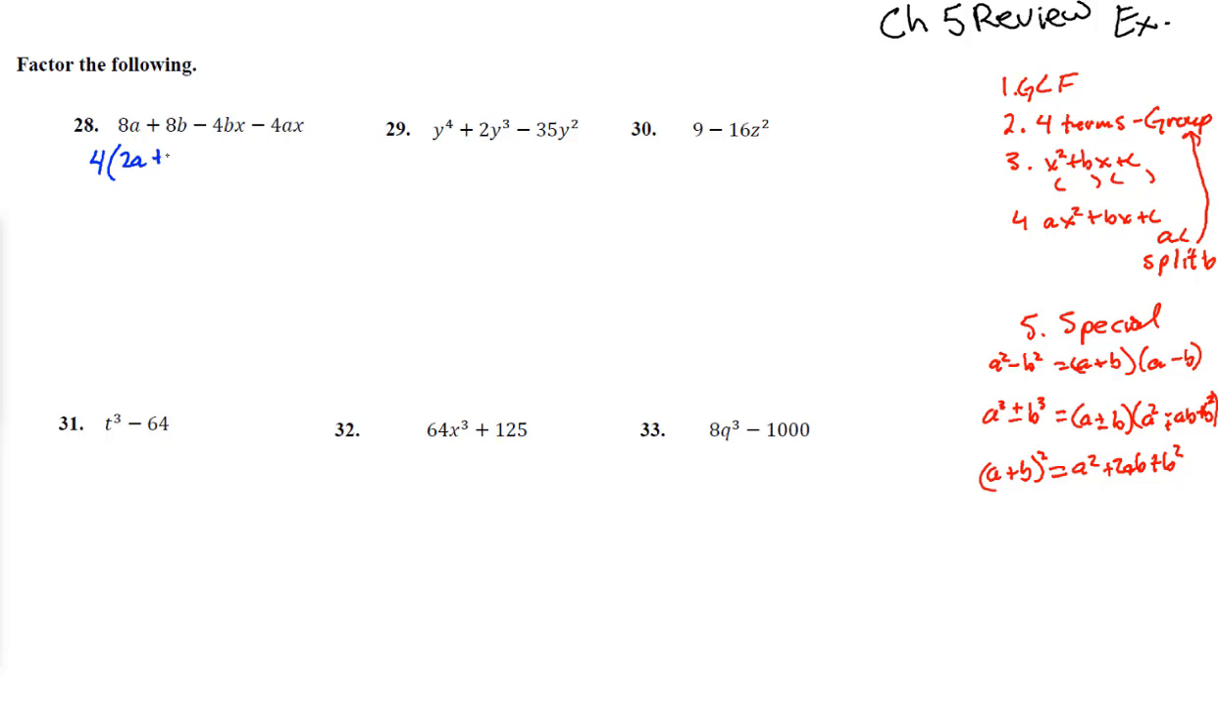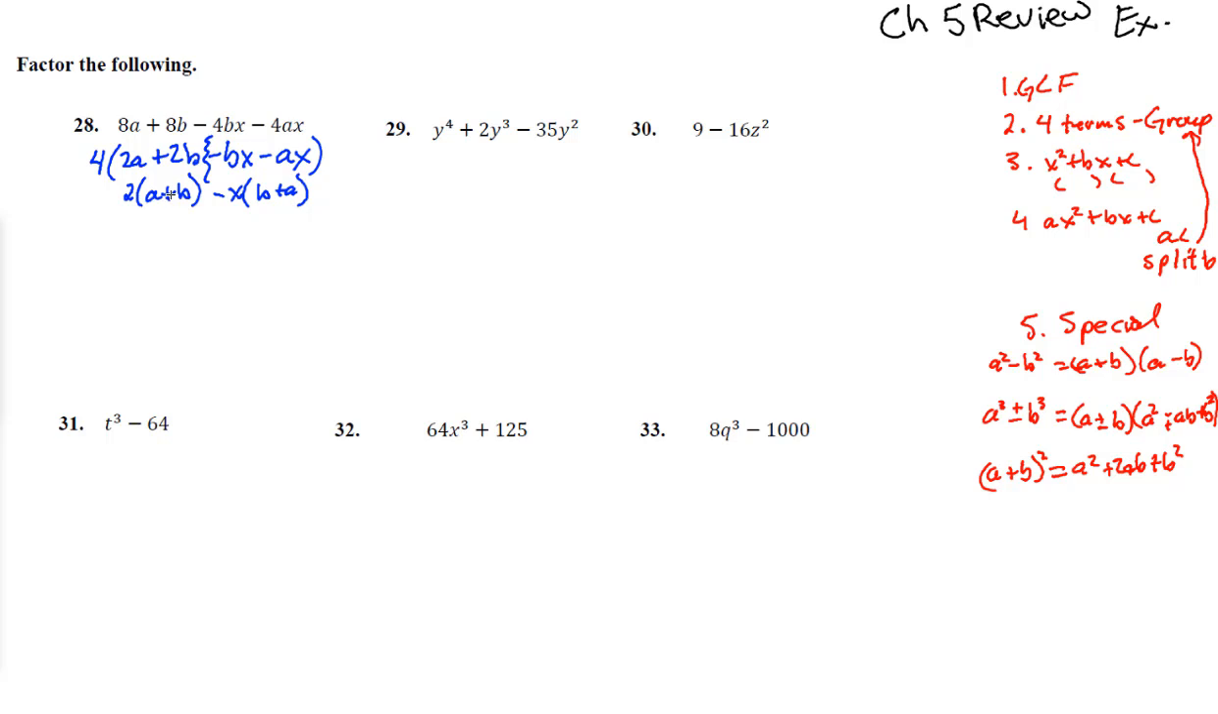We have 2a plus 2b minus bx minus ax. Looks like. Okay. So we have 1, 2, 3, 4 terms left, which means we're doing grouping on this leftover piece. So we can take a 2 out. We have a plus b. Take a minus x out of the second half, and we have b plus a.